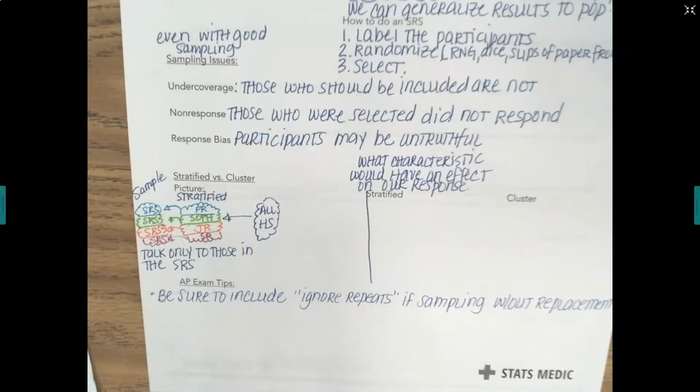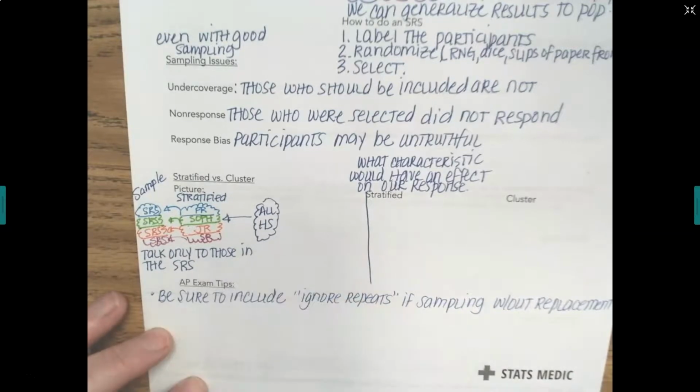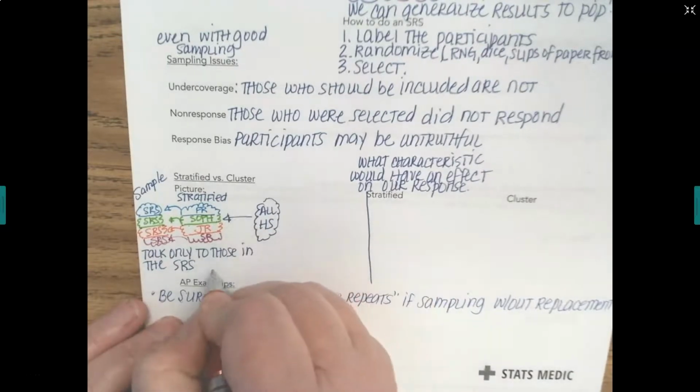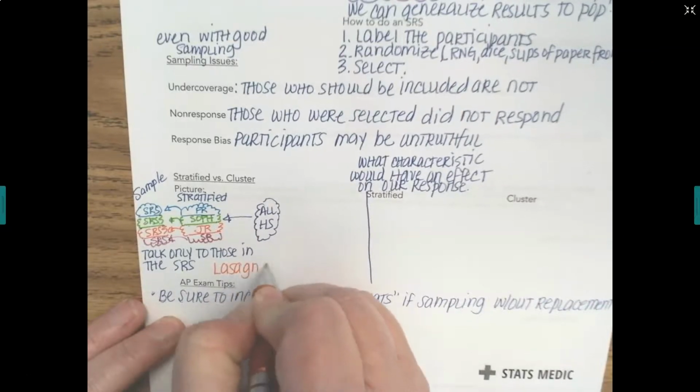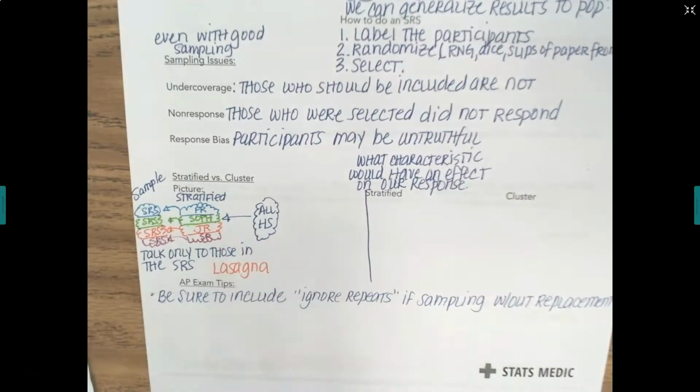So one way I described this when we were talking about it in class is we're broken into layers, and then we're selecting out of the layers. So I had used the term lasagna here. It's kind of like a lasagna. Okay. Now, let's talk about our clusters.